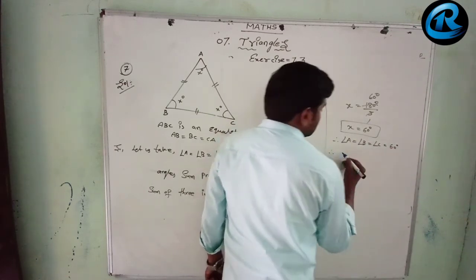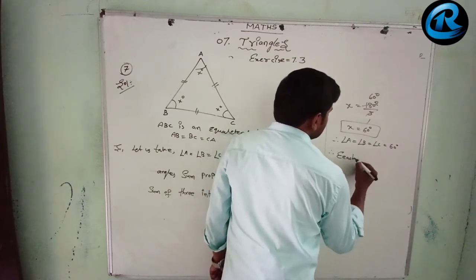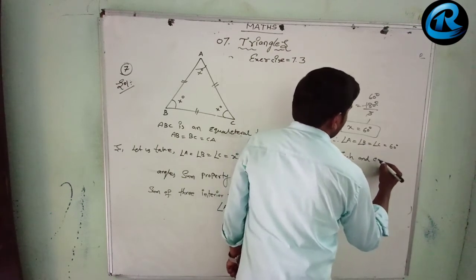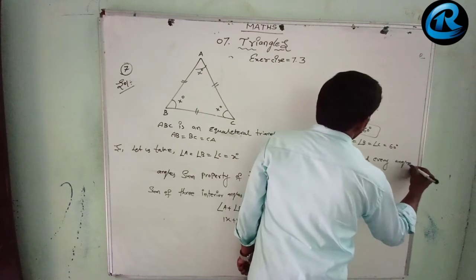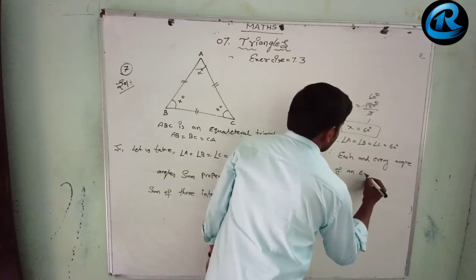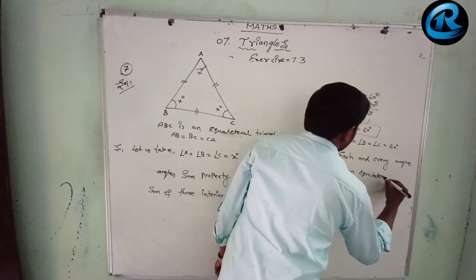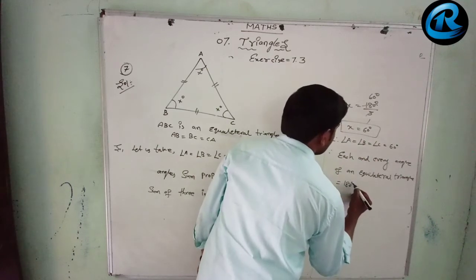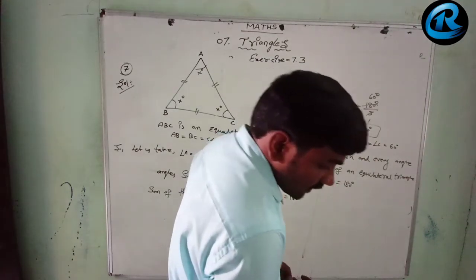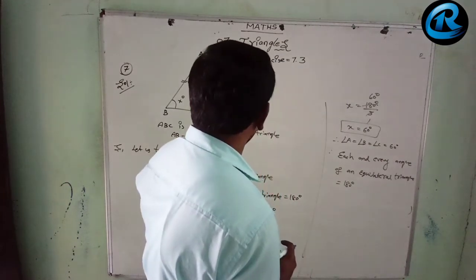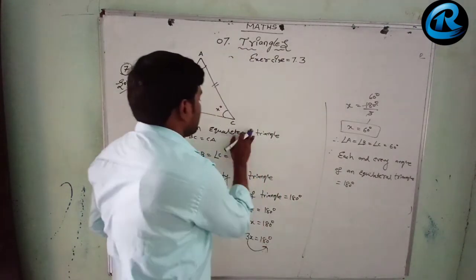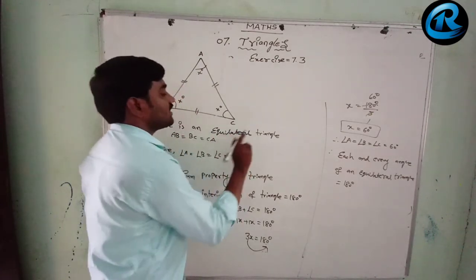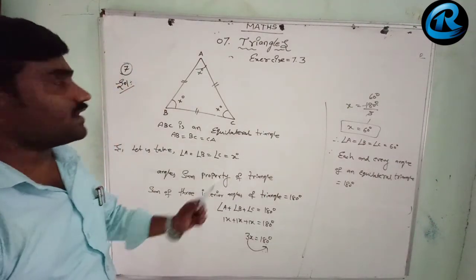Therefore, each and every angle of an equilateral triangle is equal to 60 degrees. Each and every angle of an equilateral triangle is equal to 60 degrees.